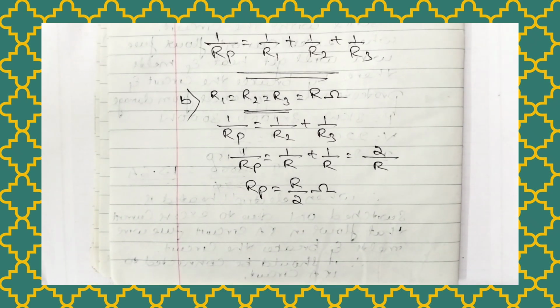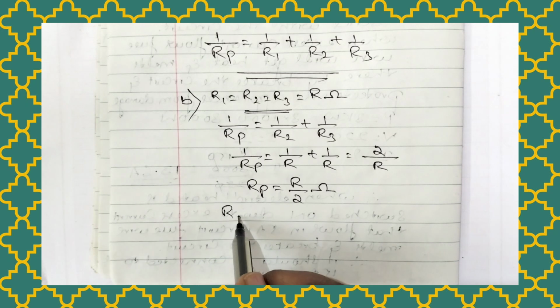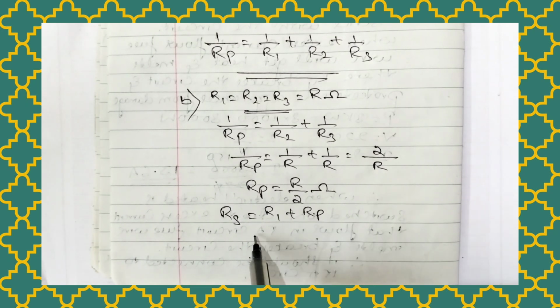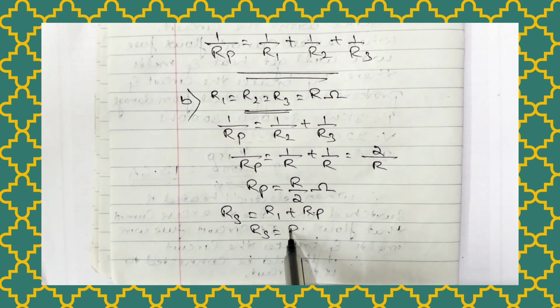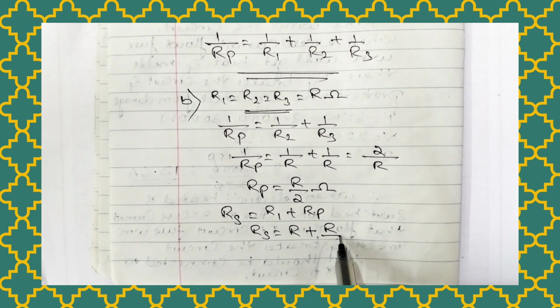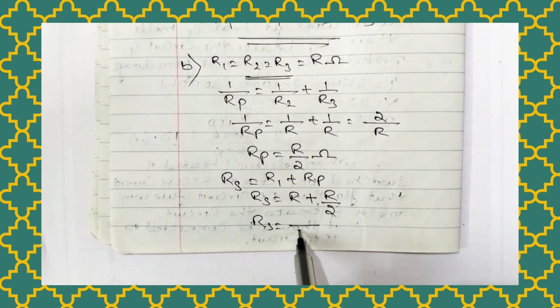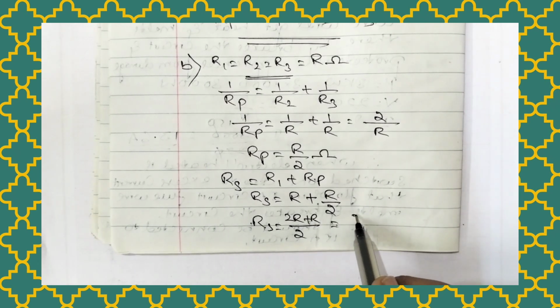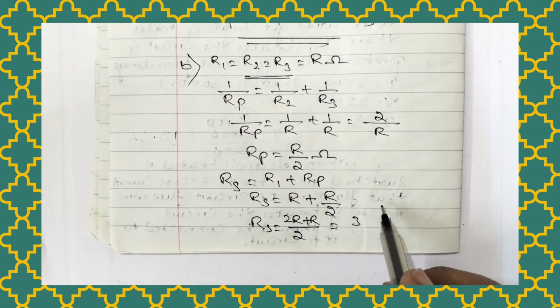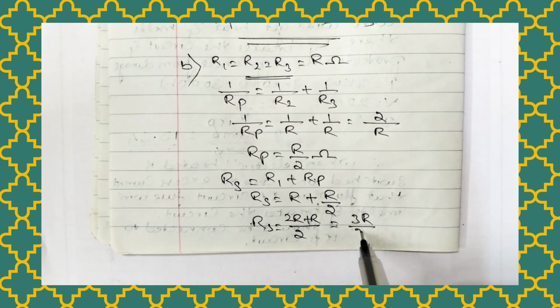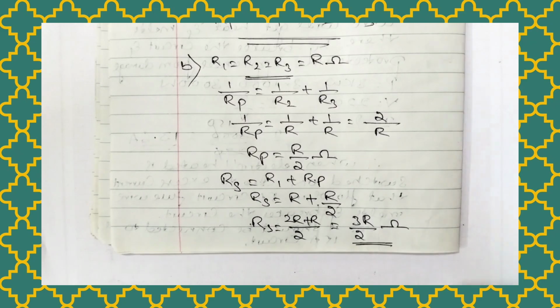So now we have to connect this to the other resistor R1. RS is equal to R1 plus RP. So RS is equal to R1, that is R, plus RP, that is R by 2. So RS is equal to, taking LCM 2, 2 into R, 2R plus R. Therefore the resistance of the following network of resistors is 2R plus 1R, which is 3R by 2 ohm. Like this we have to solve this question.